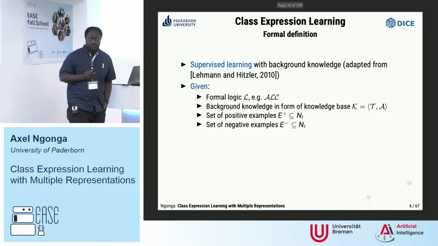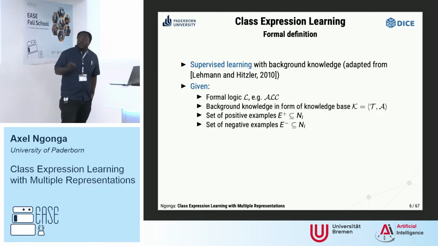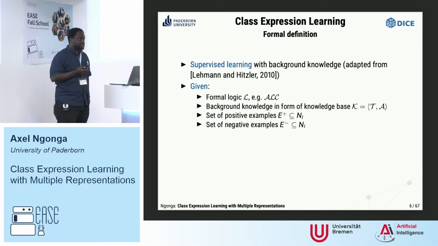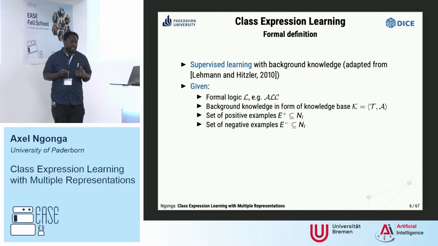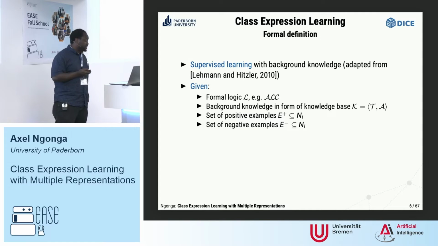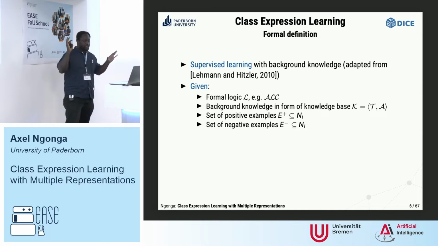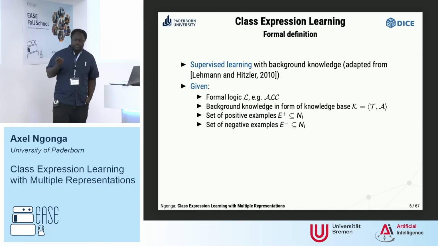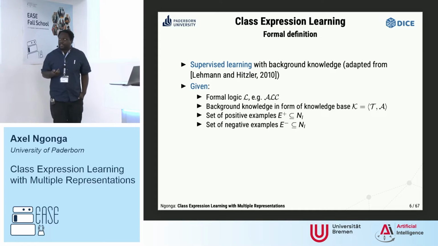But let's define what we're dealing with formally first. Class expression learning belongs to the family of supervised learning problems. Supervised learning problems basically tell you we are going to have positive and negative examples, or at least positive examples. And class expression learning deals with background knowledge. So we basically do supervised learning with background knowledge. The definitions I'm going to bring about here are adapted from previous works by Lehmann and Hitzler.